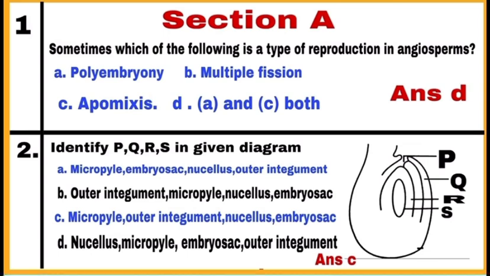Question 2. Identify P, Q, R and S in the given diagram. The given diagram is of a typical anatropous ovule where P is micropyle, Q outer integument, R nucellus and S embryo sac. So here mark C as the correct answer.